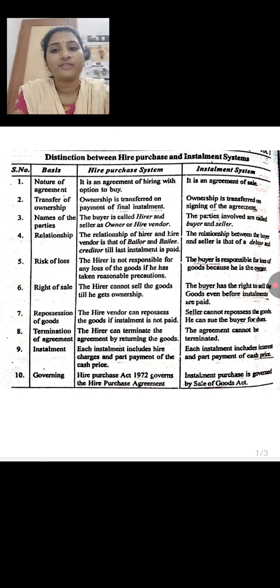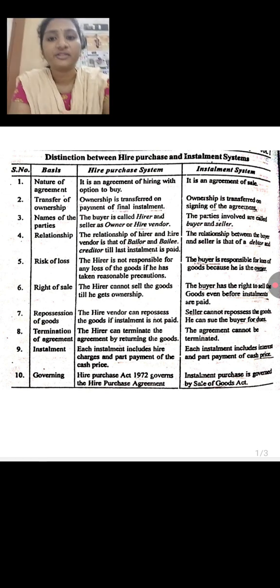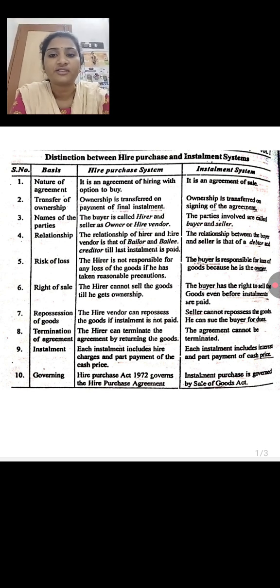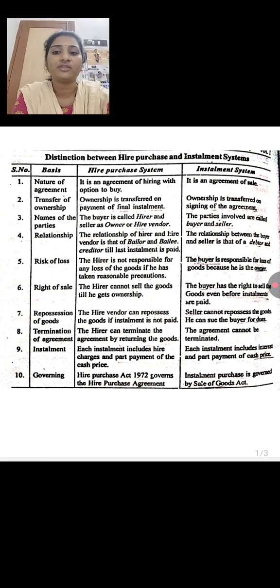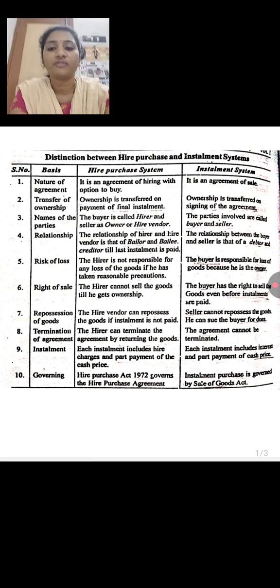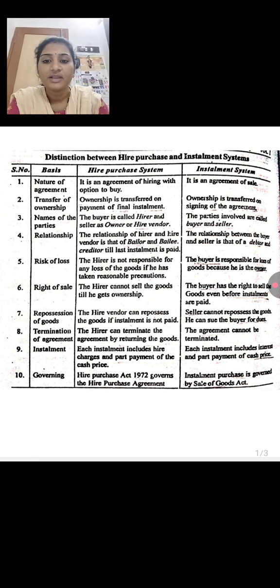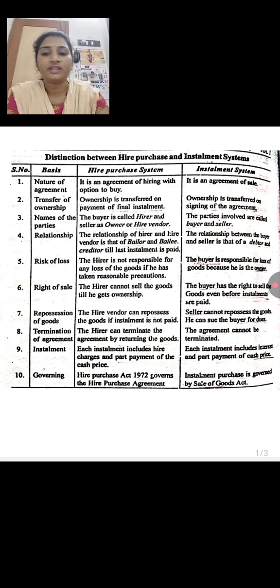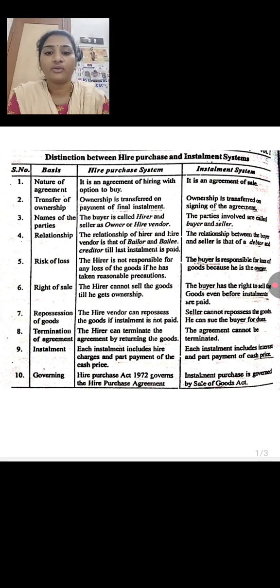Hello students, now I am going to discuss the differences between the hire purchase system and the installment system. In the hire purchase system, there are some bases. Let me explain the nature of agreement, transfer of ownership, names of the parties, relationship, risk of loss, right of sale, repossession of goods, and termination of an agreement. So these are some terms they are following.